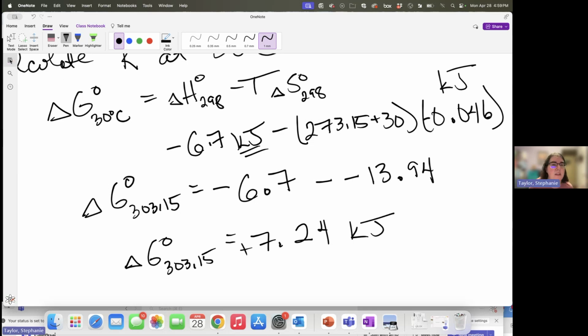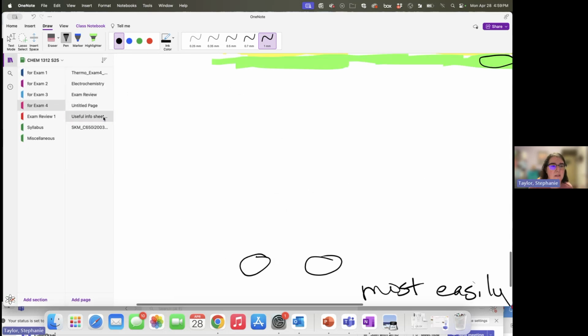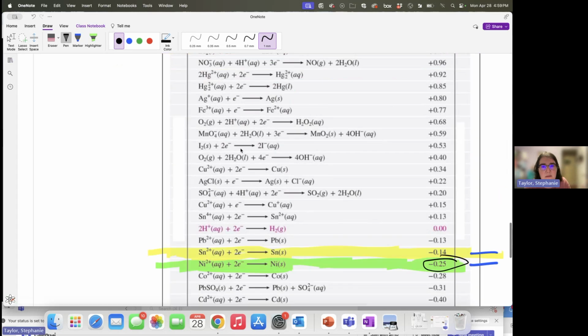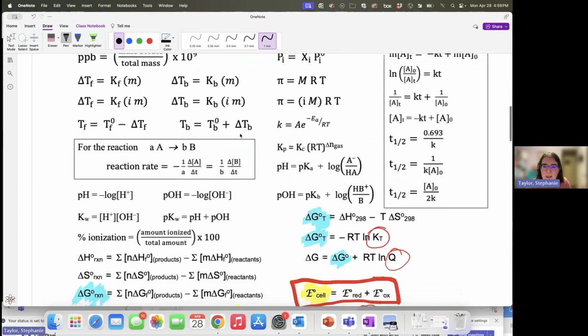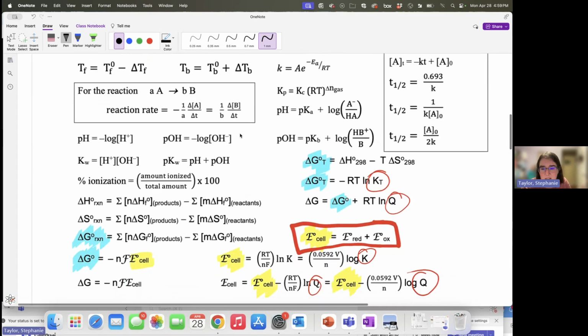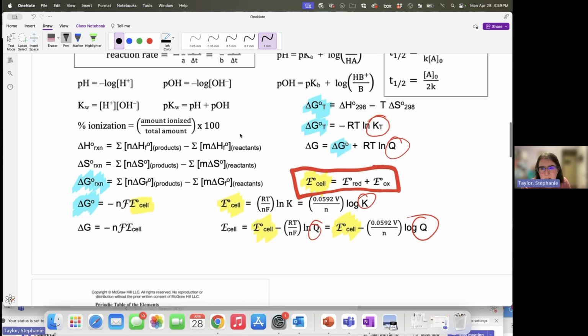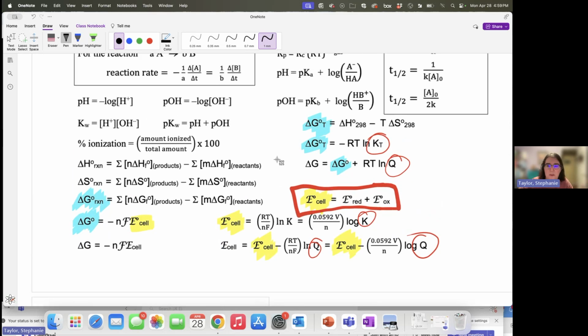Then I said we were going to go ahead and go to K, because apparently I thought we should just do more calculations for funsies. So where is delta G in K? Here's K and delta G standard.